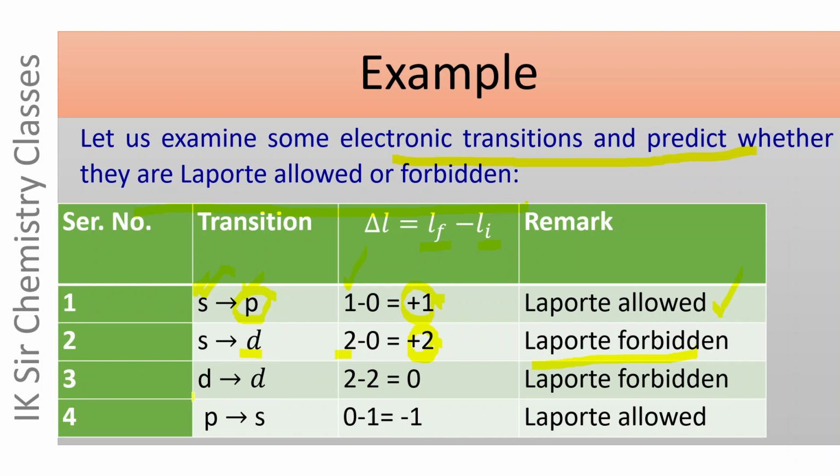Let us now consider the transition from d orbital to d orbital. It will have delta L equals 0 and therefore it will be Laporte forbidden. And finally, let us see the transition of an electron from p orbital to s orbital. The value of L for s orbital is 0 and for p orbital is 1. The value of delta L will be minus 1 and hence it will be Laporte allowed.